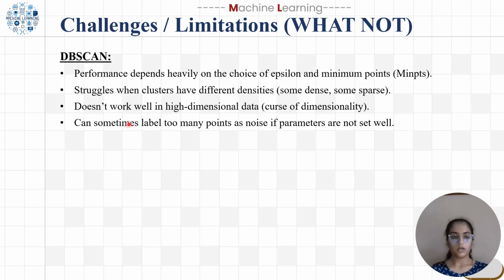So last is DBSCAN. Its limitations are that performance depends heavily on the choice of epsilon and minimum points. Second, it struggles when the clusters have different densities. After that, it doesn't work well in high dimensional data. And last, it can sometimes label too many points as noise if parameters are not set well.